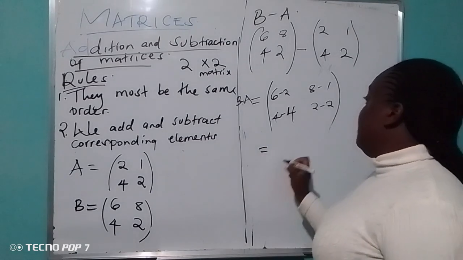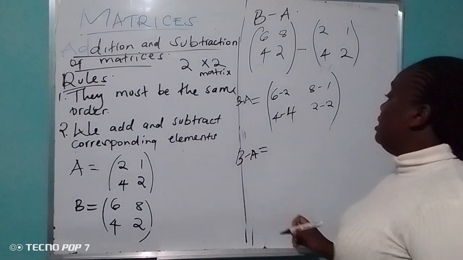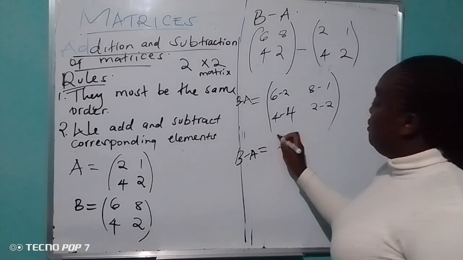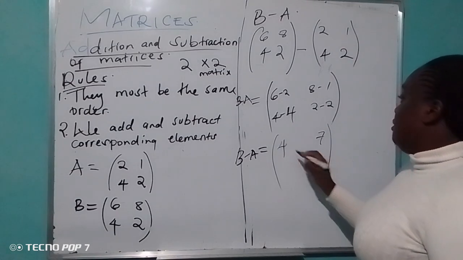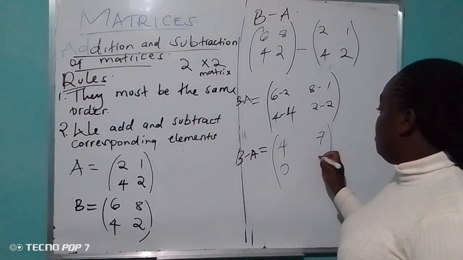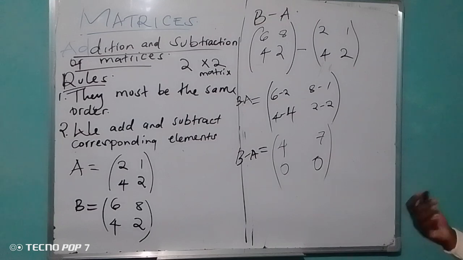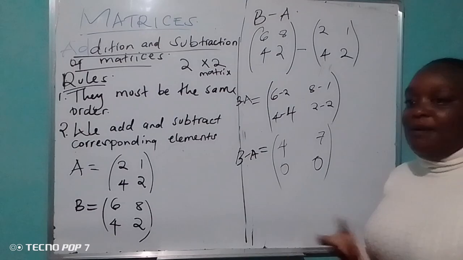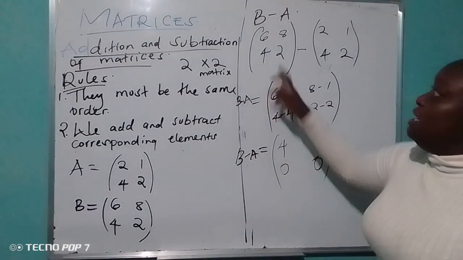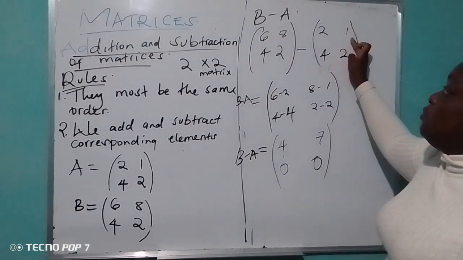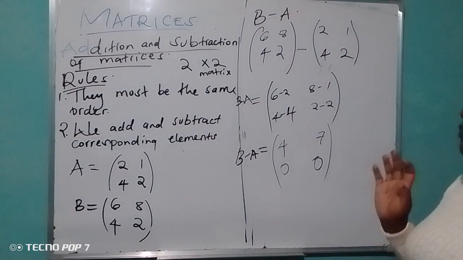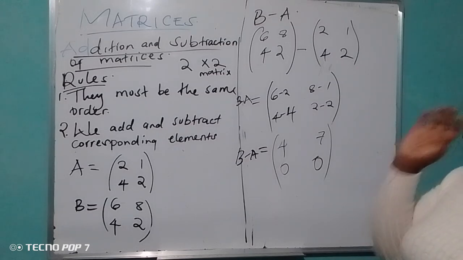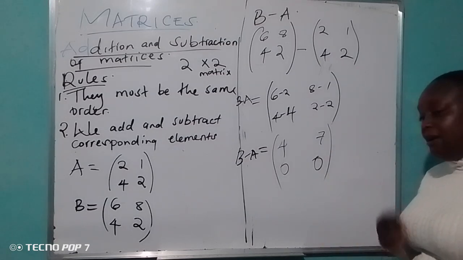So your answer B minus A will be: 6 minus 2 is 4, isn't it? 8 minus 1 is 7. 4 minus 4 is 0. 2 minus 2 is 0. So that is B minus A. Very simple. We subtract corresponding elements the way we have added corresponding elements. This corresponds with that, that with that, this with this. So we can only add or subtract matrices of the same order.